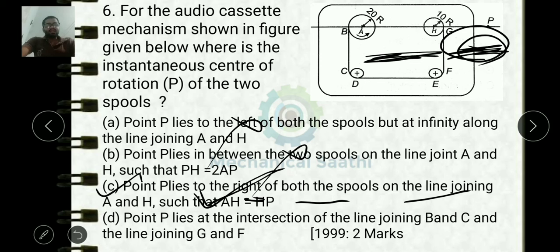And let us check the fourth option also. Option D is telling that point P lies at the intersection point of the line joining B and C.